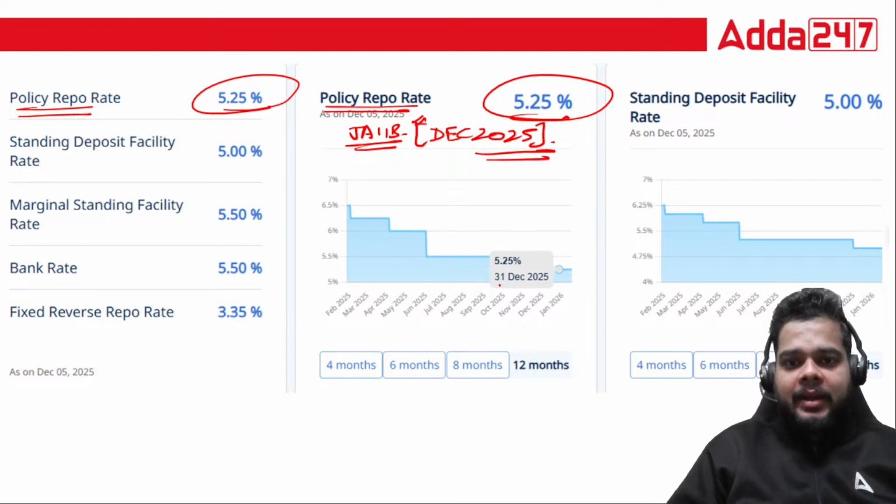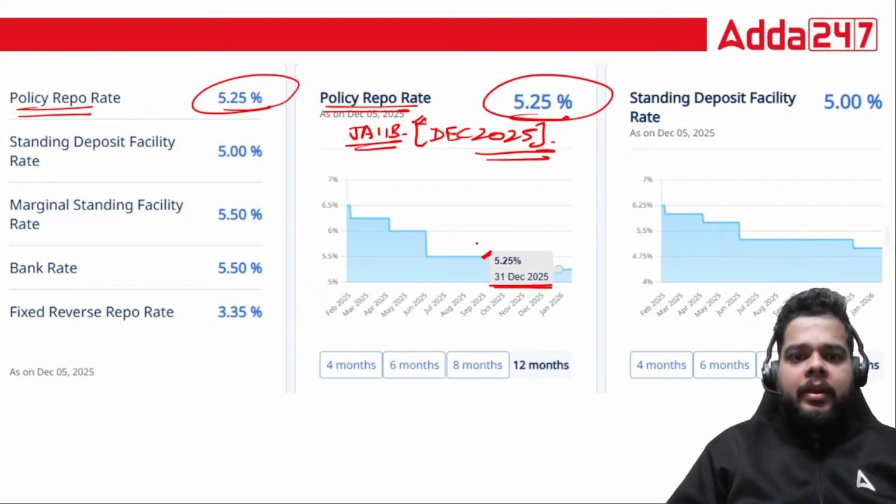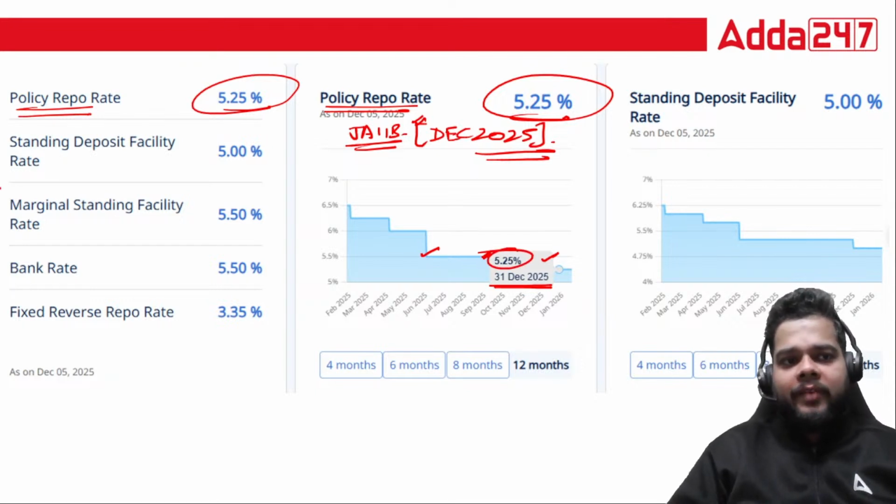And you can see that it is mentioned that till 31st December 2025, the number was 5.25. Earlier it was 5.5, but later on in the month of June it was reduced, and in the month of December also it has been reduced to 5.25. Earlier it was reduced in June, and then in December also, on the 5th of December, the MPC meeting was there and they reduced it to 5.25.